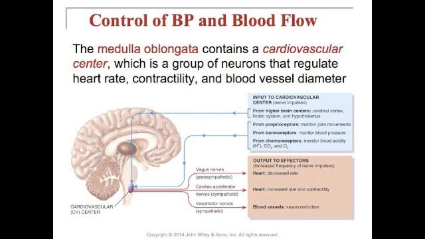So, control of blood pressure and blood flow. And we've actually seen this cartoon before in the previous chapter. This is figure 21.12 on page 788. The medulla oblongata contains a cardiovascular center, which is a group of neurons that regulate heart rate, contractility, and blood vessel diameter. The cardiovascular center is the main region for the nervous system regulation of the heart and blood vessels.